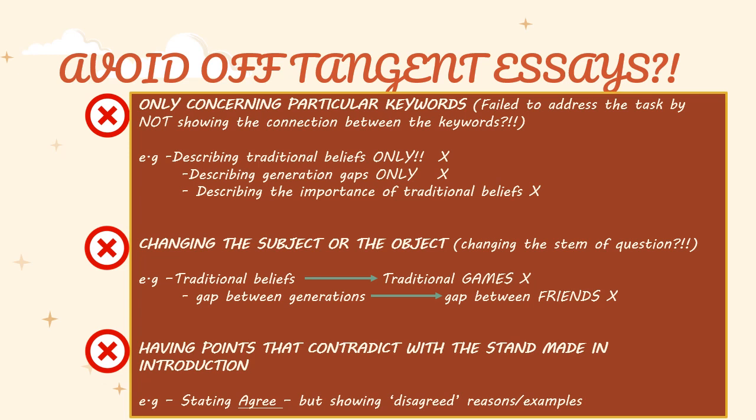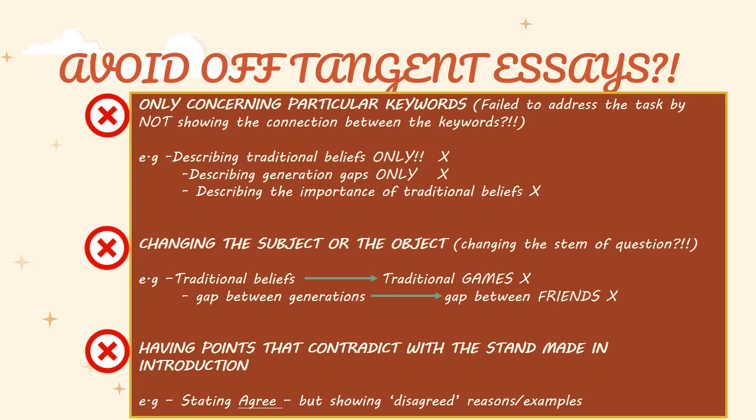All right. Okay, and then commonly, what happened is that students change the subject or object. They change the style of the question. They misunderstood. Traditional beliefs turn to be traditional games, traditional costumes. And then they just talk merely about traditional costumes or the games itself, nothing to do with how it creates conflict between the generations. That will be a big mistake.